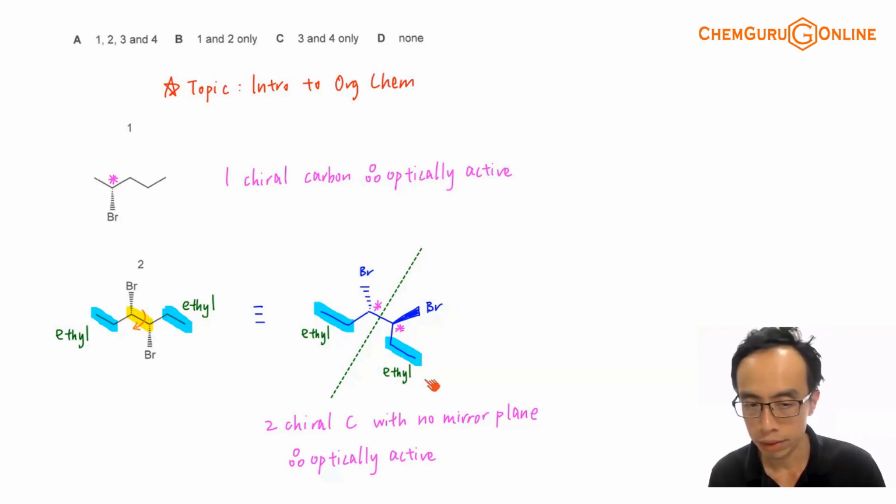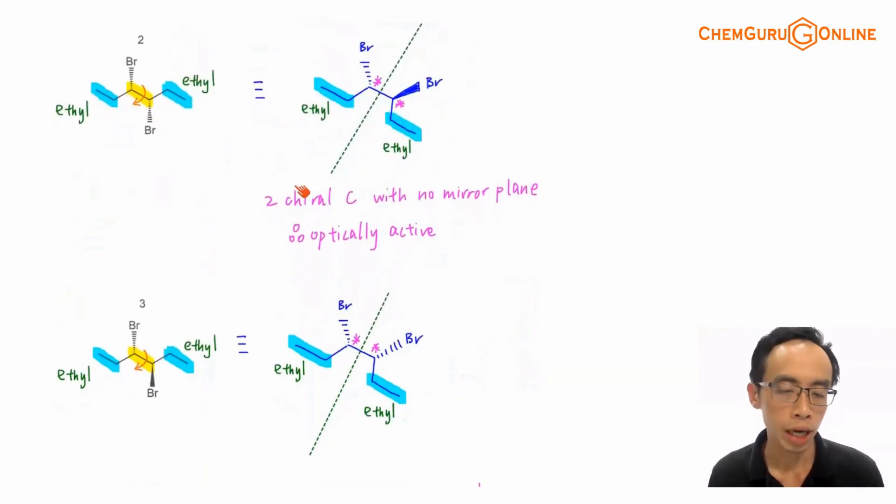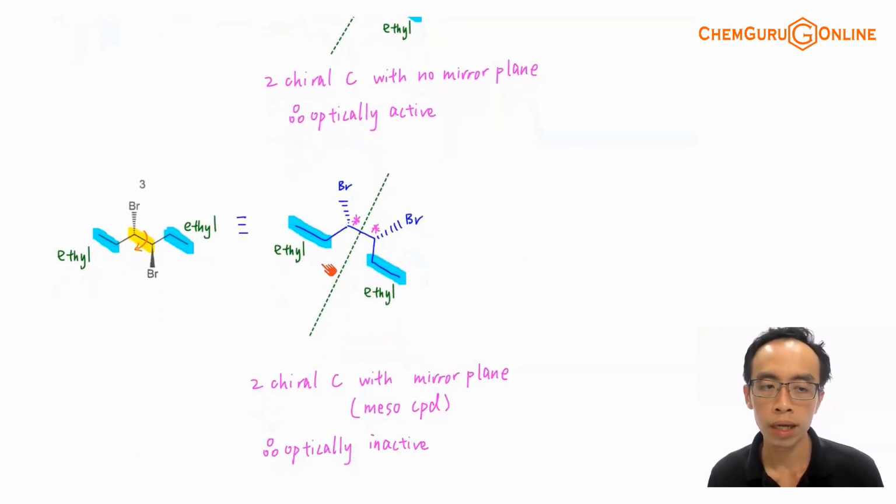You notice I have two chiral carbons. The two ethyl groups will mirror each other, but the bromine actually doesn't mirror because one of the bromines is pointing away from you, the other bromine is pointing towards you. And therefore, I have two chiral carbons with no internal mirror plane. So this guy will be optically active. So number 2 will be active because there's no internal mirror plane to cancel out each other's optical activity. Now, if I compare this with number 3, then maybe it becomes clearer.